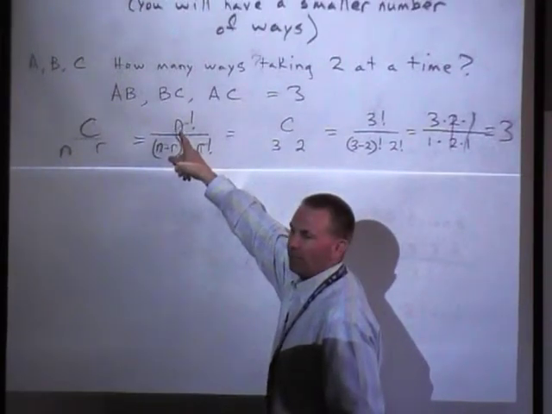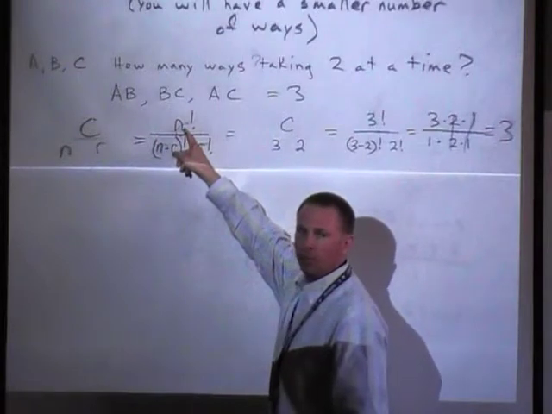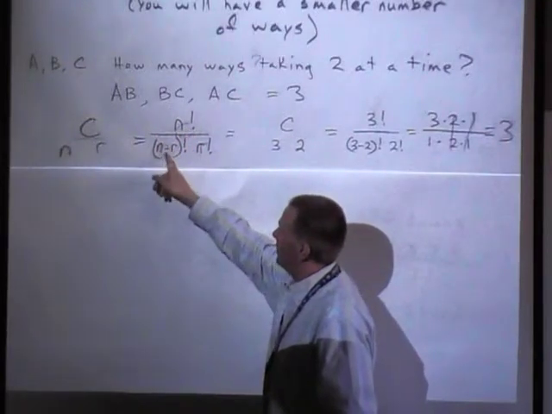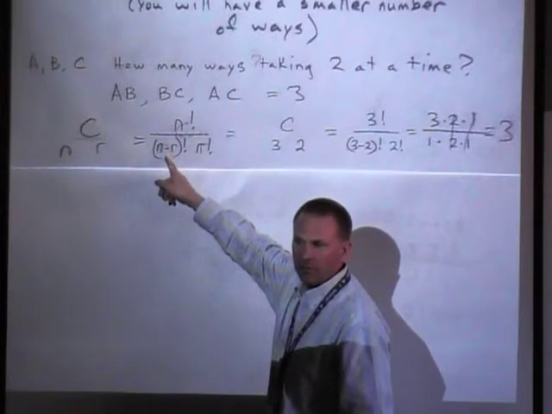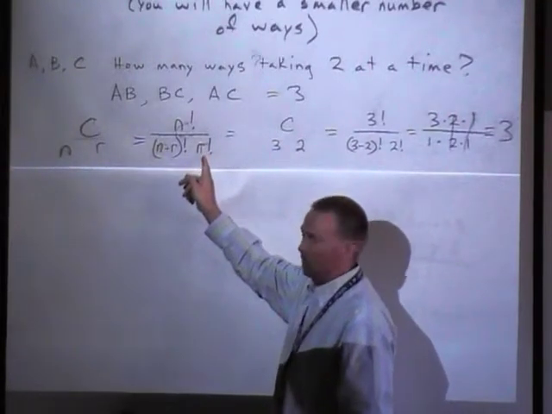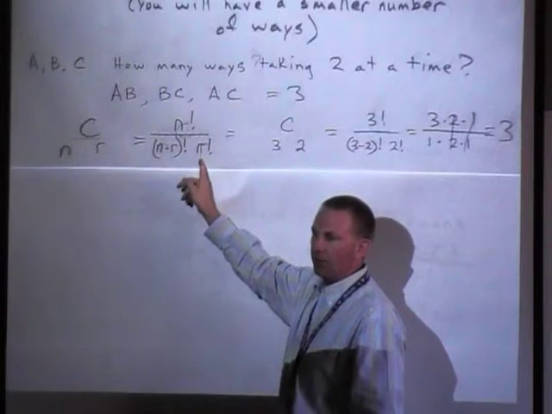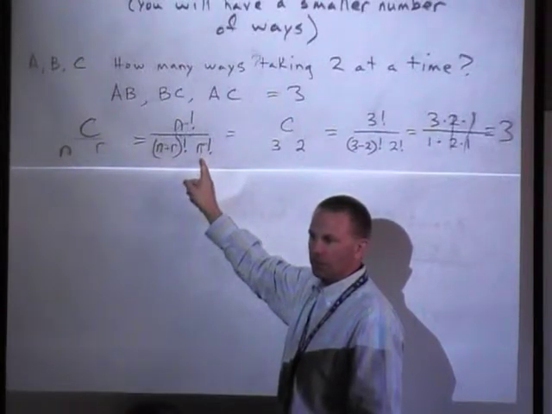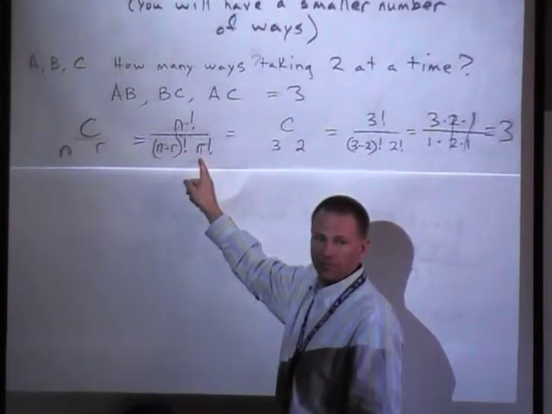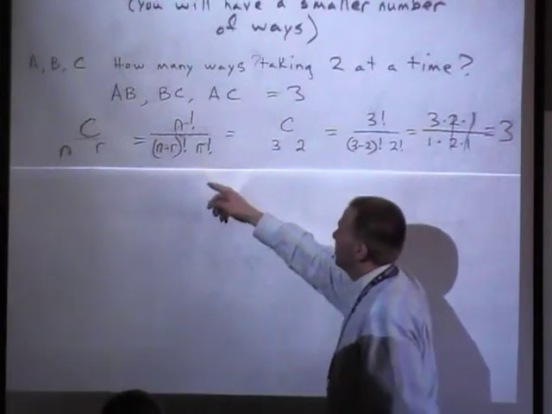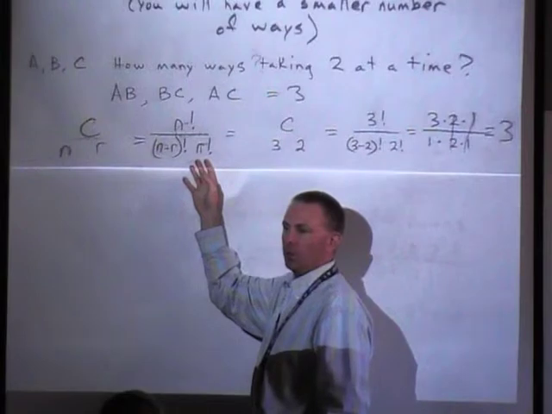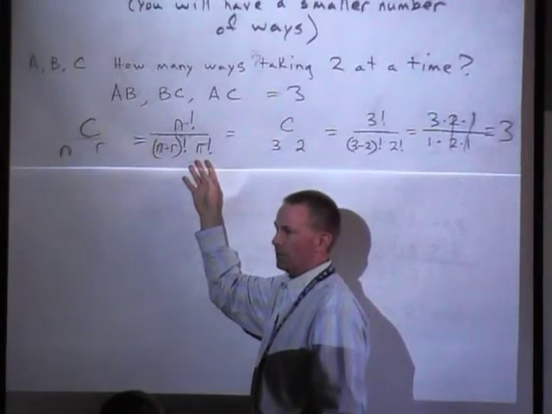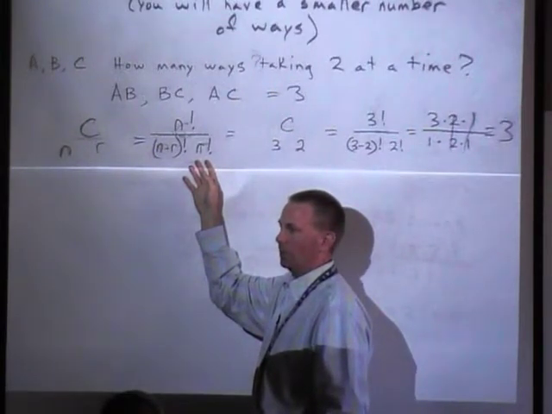We have the total number factorial, just like in permutation. We still have the n minus r, just like the permutation. What's different? You're multiplying again on the bottom by r factorial. That's the only thing that's different, which means you're dividing by a bigger number than you did on permutations. That's why you're getting a smaller number.